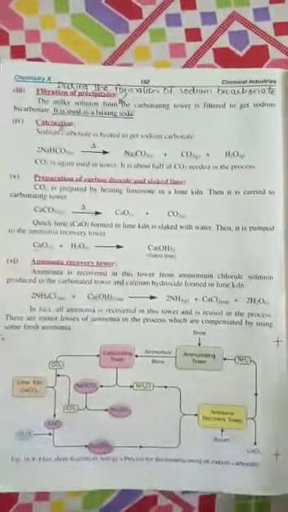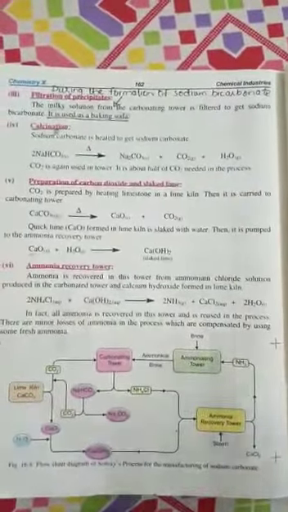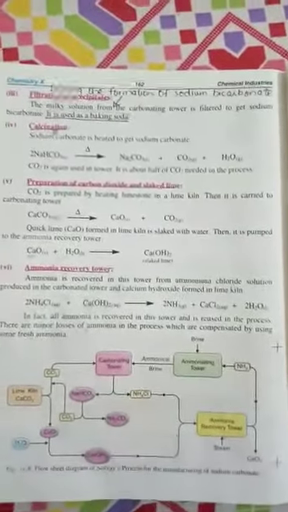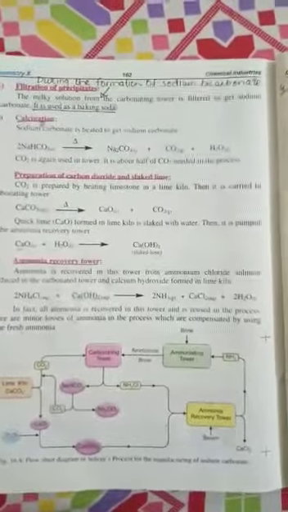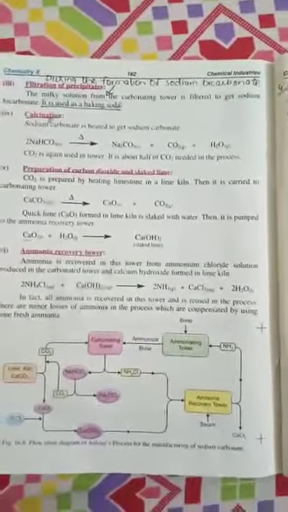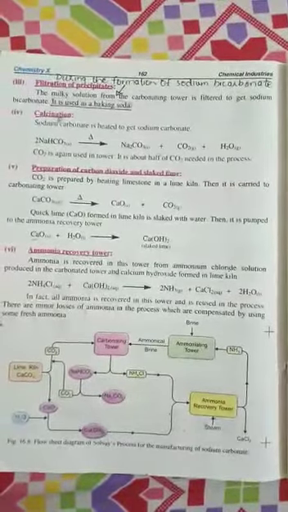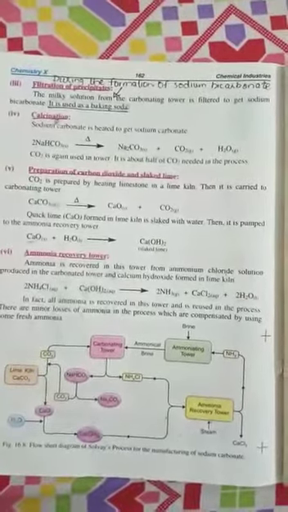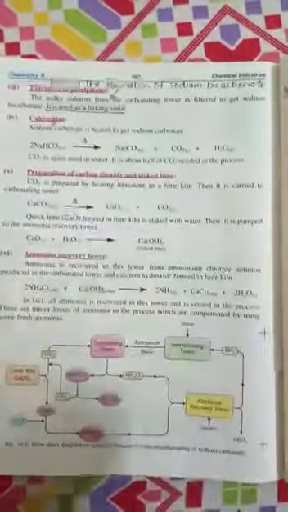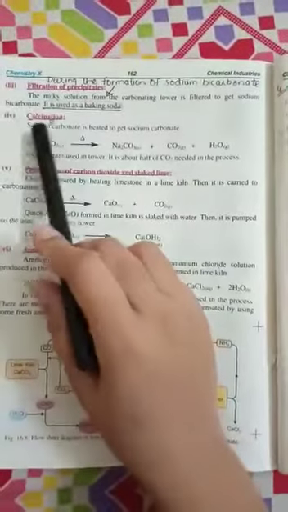Now students, at the end when we provide the 15 degrees Celsius temperature, we get the milky solution. When we extract the milky solution from the carbonating tower, we have to filter it to obtain the precipitates of sodium bicarbonate, that is used as baking soda. Now students, the next process is the calcination.